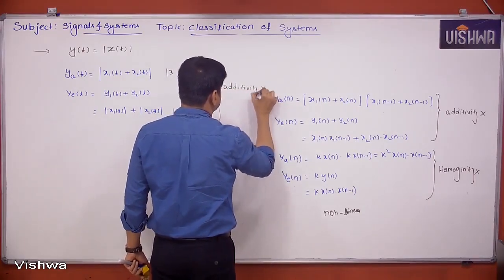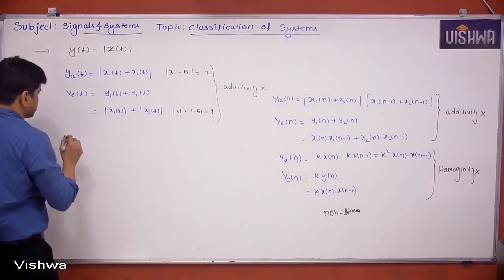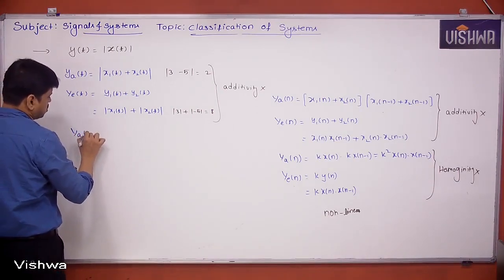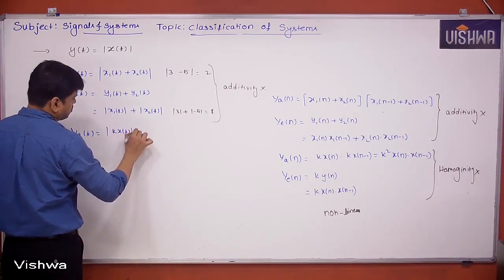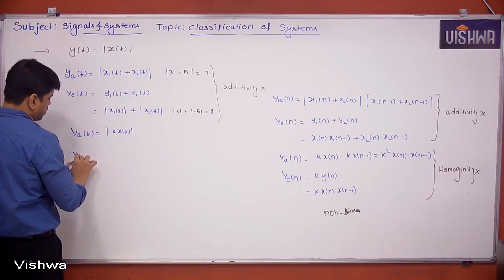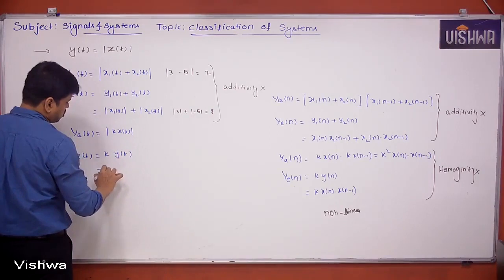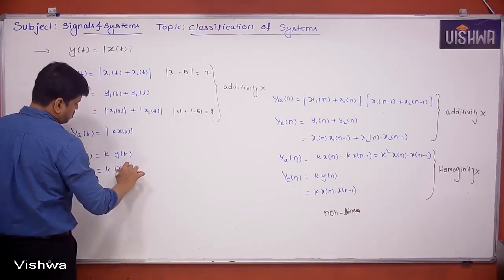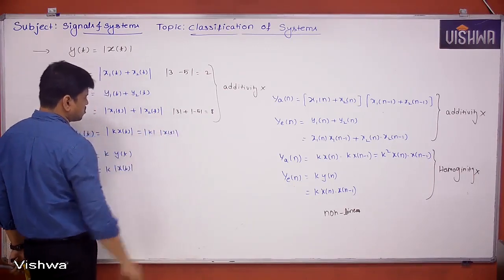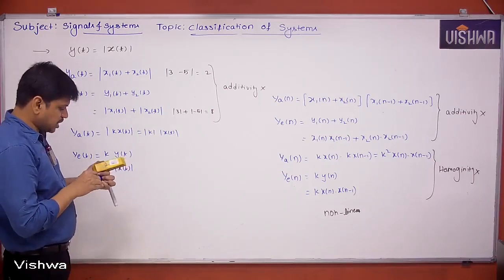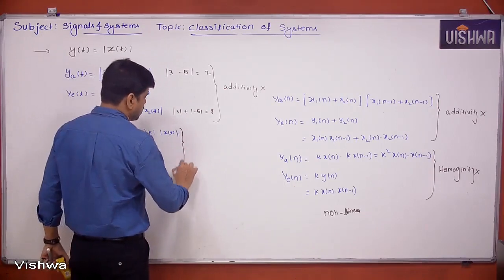Next, if I take homogeneity, that is also not going to be satisfied. Actual output: wherever kx is there, that has to be replaced with kx of t. Then the expected output is ky of t. The output is also multiplied with k, so it is k mod x of t. If I expand the actual output, it is mod k times x of t. Both are not the same, because it is mod k here and k there. Homogeneity is also not satisfied.